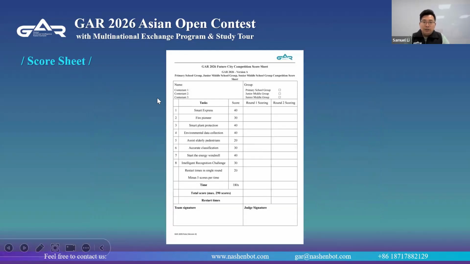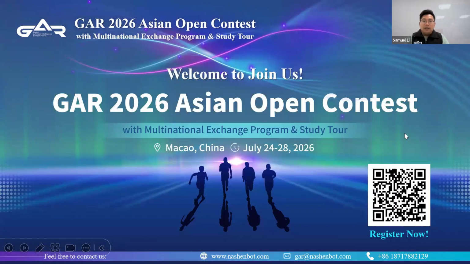This is a score sheet. After you finish each task, the judge will fill in the score here, and after each round, the team needs to sign, and the judge also needs to sign here. Okay, that's all for today's rule explanations.